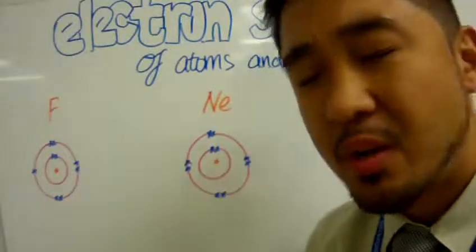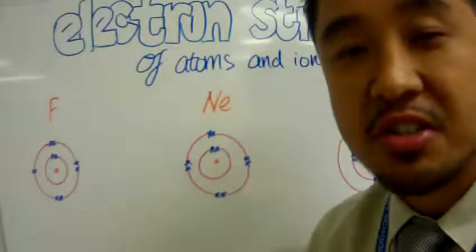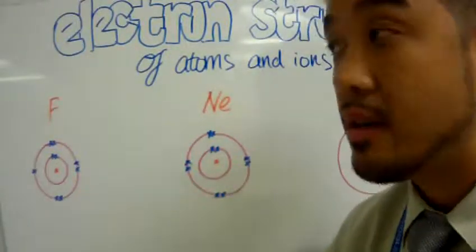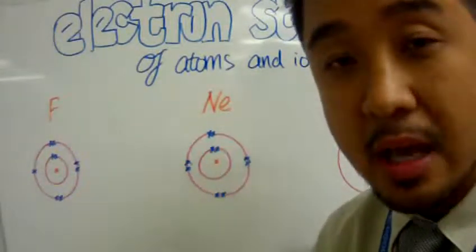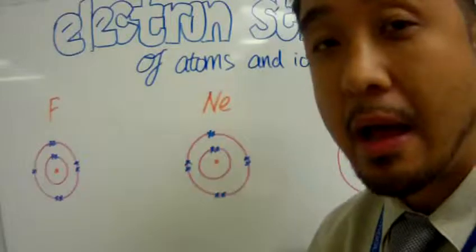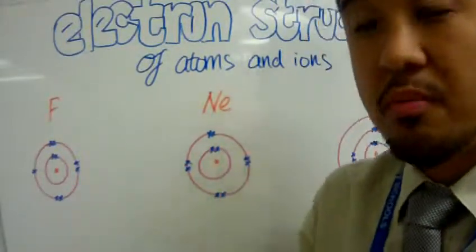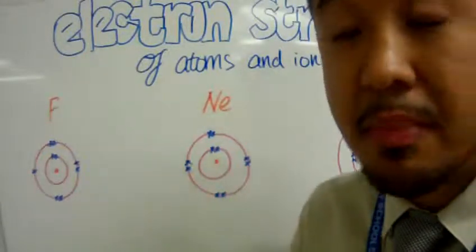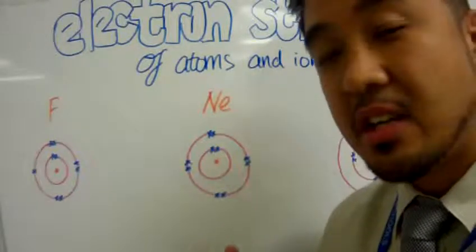One final point I want to talk to you guys about the electron structure and its configuration is to do with what happens to the electron structures of atoms and compare it with ions. And you should be able to see that there will be some similarities of some atoms and ions depending on what it is.